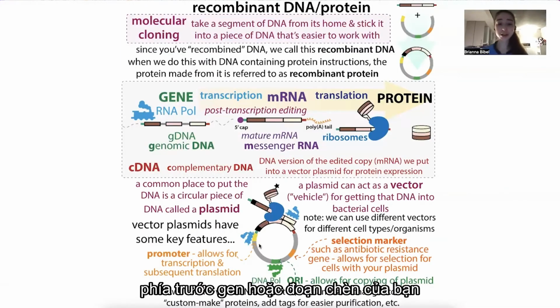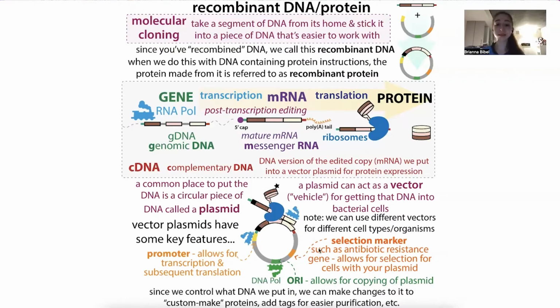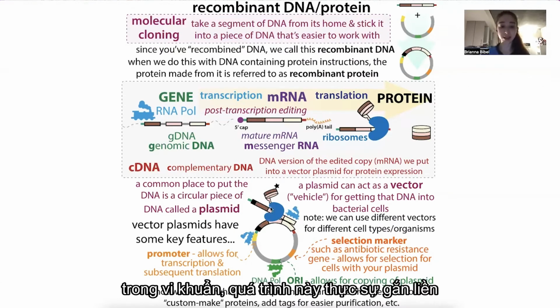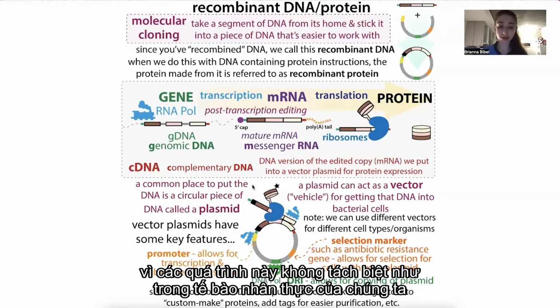In front of your gene, your insert, your cDNA, you're going to have a promoter. This is going to tell the RNA polymerase, the one that is going to make this messenger RNA copy from the DNA, to make the copy. And then in bacteria, this is actually coupled. So when you have transcription happen, you have translation happen concurrently, because the processes aren't separated like they are in our cells.